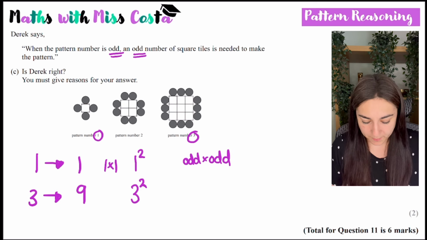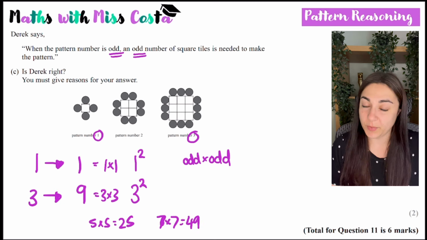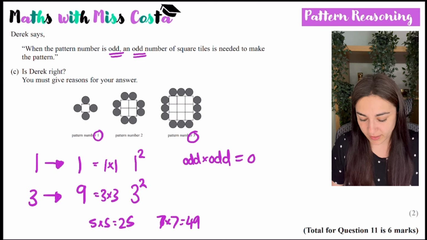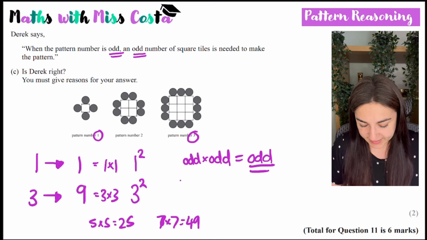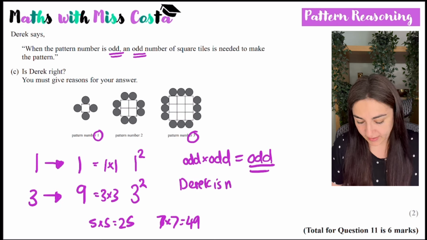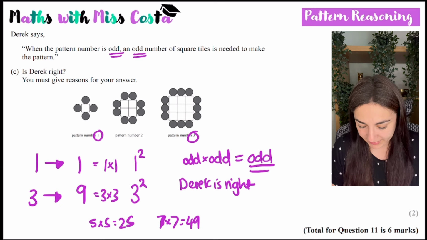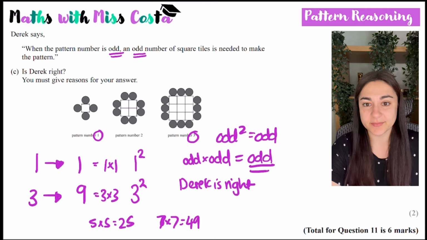Well, 1 times 1 is 1, 3 times 3 is 9, 5 times 5 is 25, 7 times 7 is 49. So whenever I multiply an odd number by another odd number, the result is always an odd number. So yes, Derek is right. Any odd number times by any other odd number, or any odd number times by itself, gives you an odd result.